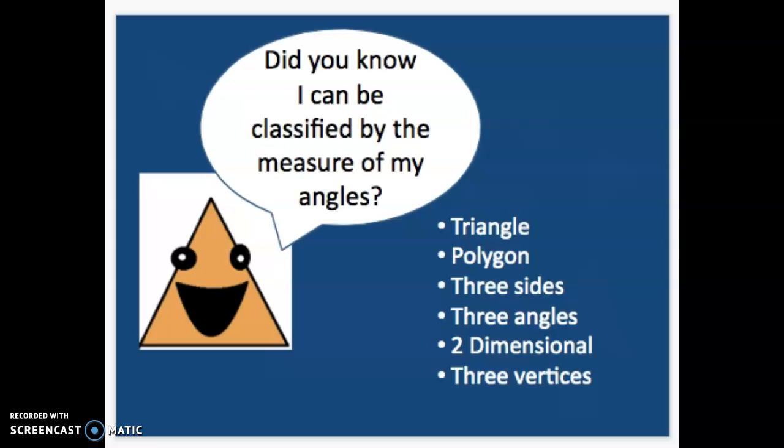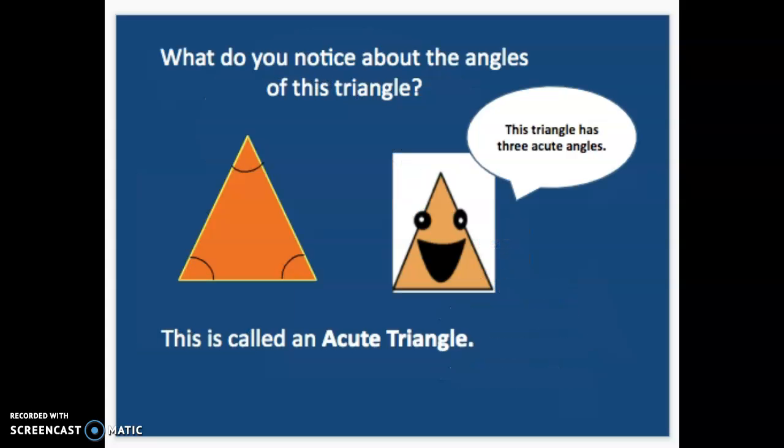But did you know that it can also be classified by the measure of the angles? We will be focusing on the measure of the angles for this lesson. So what do you notice about the angles of this triangle? Well, if we compare them to the angles that we learned last week, which are the 90-degree angle, the acute angles, and the obtuse angles, that's how we're going to classify these triangles.